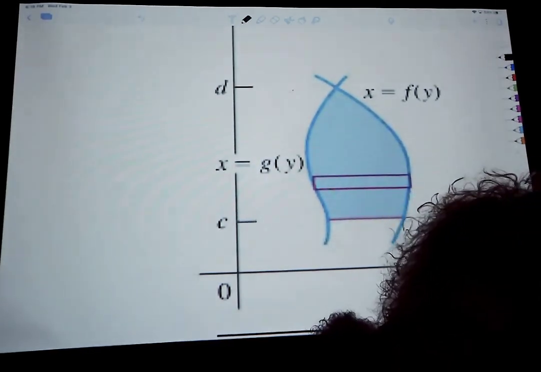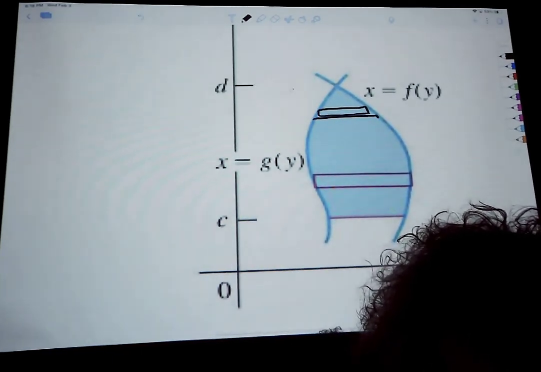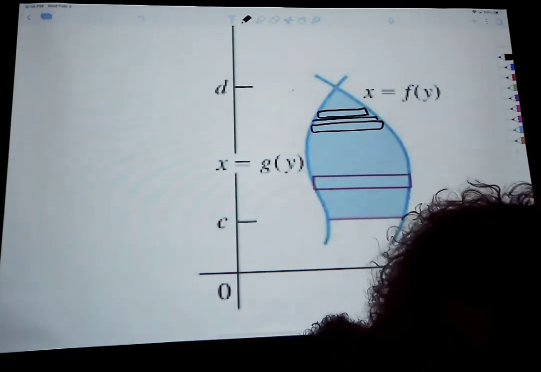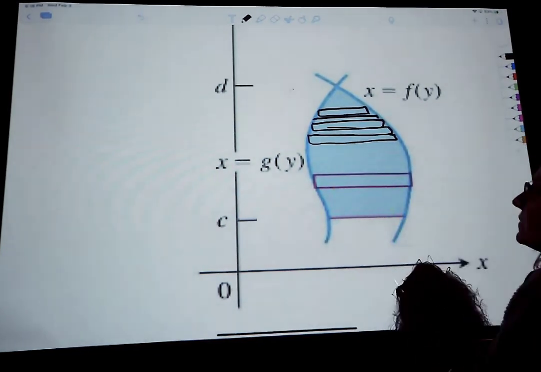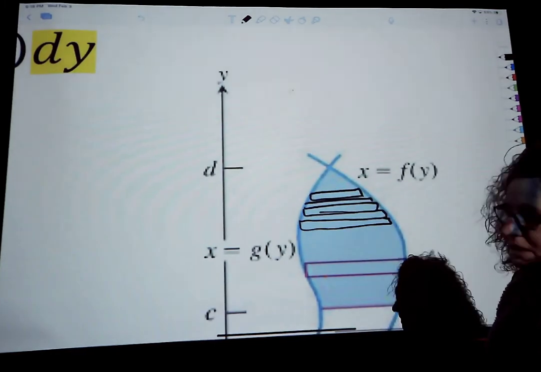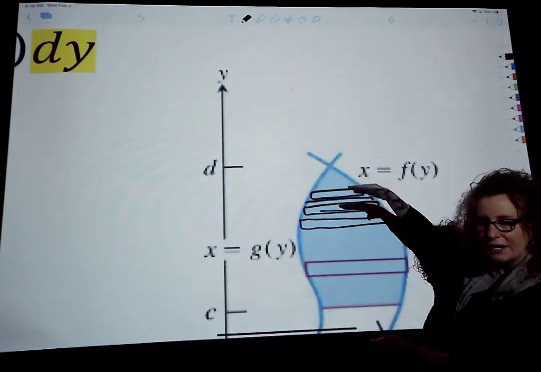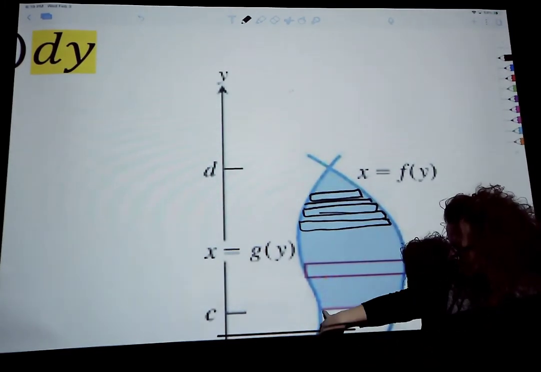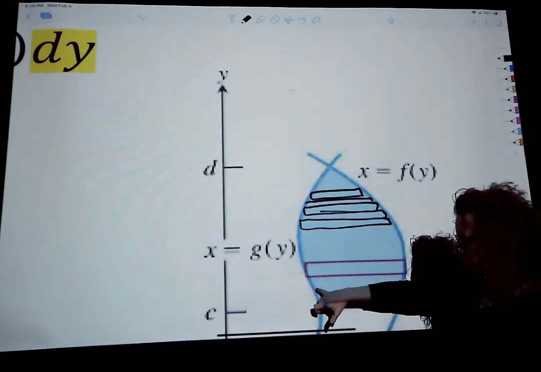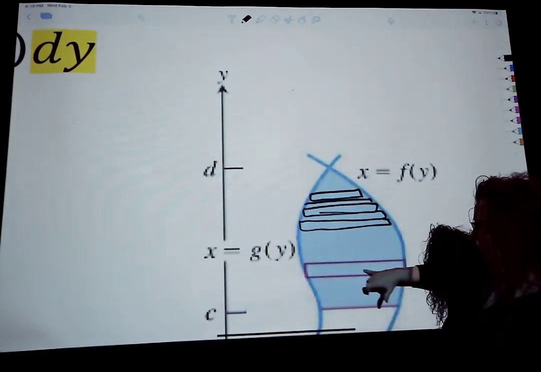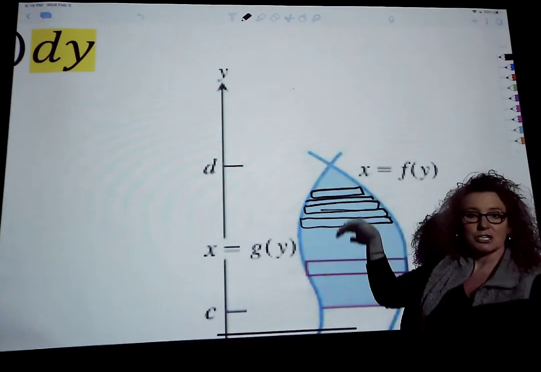This time my rectangles are going to be horizontal. And so on, and so on. Right? They're going to be horizontal. Notice I'm going to start low and work my way high. Each rectangle extends from the function on the left to the function on the right. Left to right, left to right. See? Touches each function the whole way through.